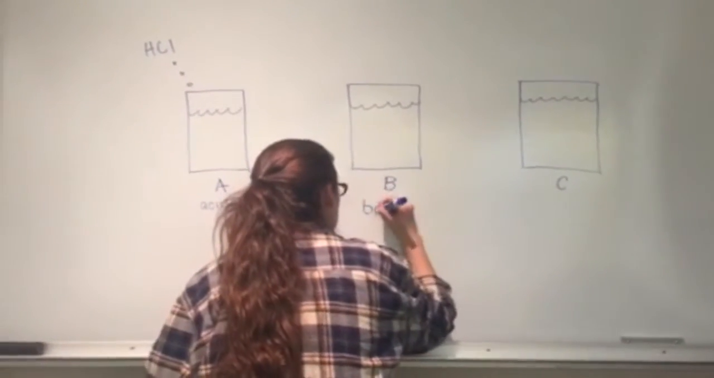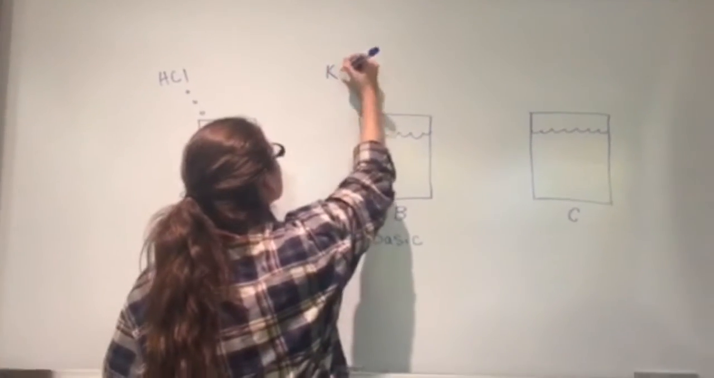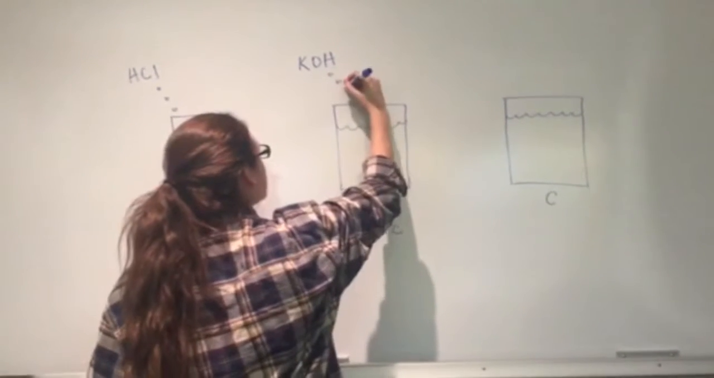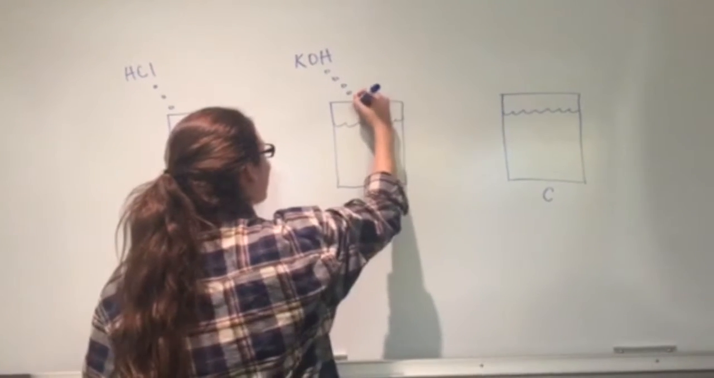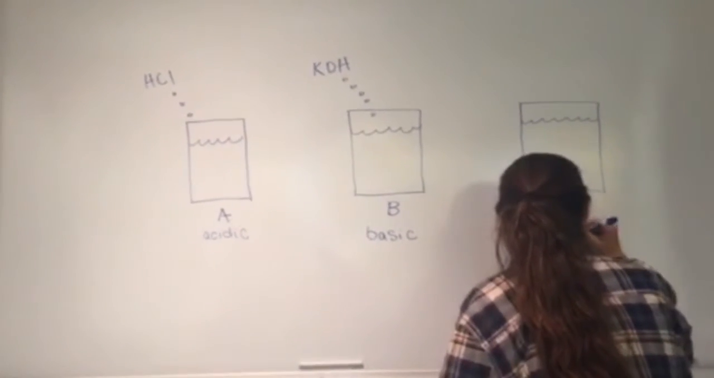Then we will add 10 drops of potassium hydroxide, KOH, to the second container in order to bring it to the pH range of 8 to 9. This will serve as our basic environment. We will leave the final container alone and it will serve as our neutral environment.